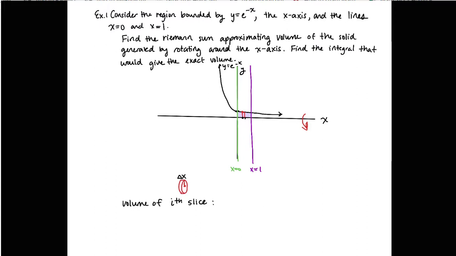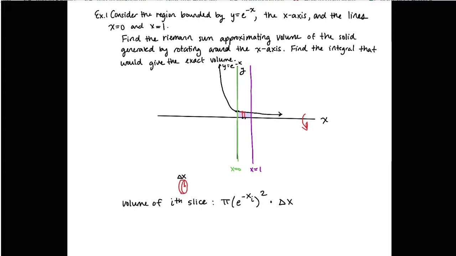So the volume of the ith slice is going to be pi times the radius of each of these discs, which is given by the distance from the x-axis to the curve y equals e to the negative x. So it would be e to the negative x minus 0. So no need to write that part. So there's our radius, pi r squared, times the thickness, delta x. And we're looking at the ith slice. So I'm going to add in those little i subscripts just to keep it consistent with our notation.